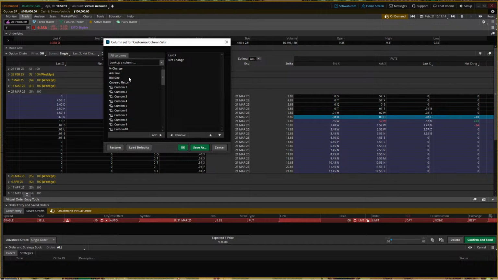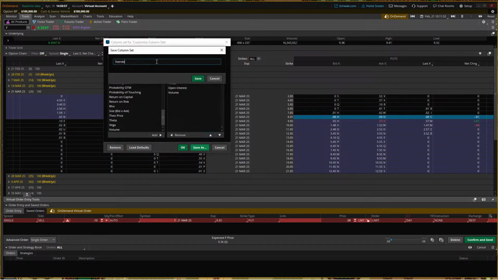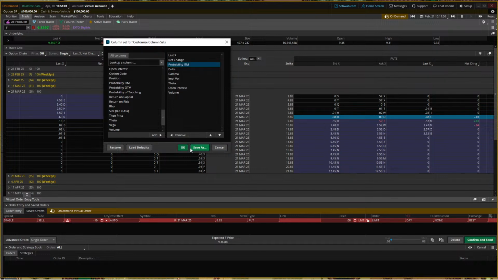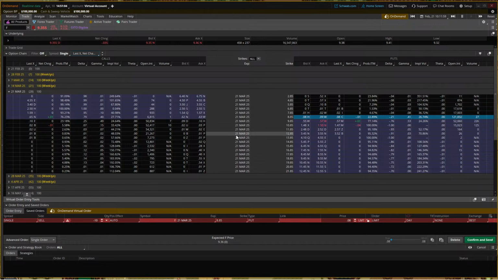Okay, so I want Delta, Gamma, implied volatility. I want the open interest. I want the probability of the money, and I want theta and volume. And now in which order? I want my Greeks right next to each other. I want my volumes right next to each other. And then I want my probability just kind of over there. Save that as standard. Okay, so now we have a lot of numbers that are kind of clogging up our screen, but that's okay.